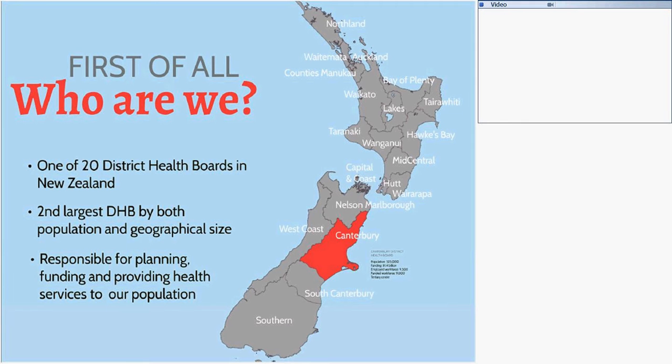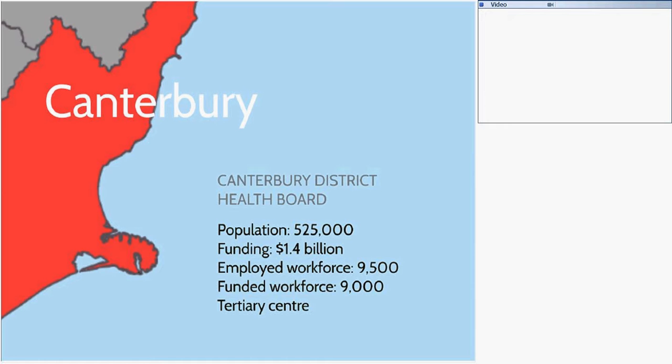20 district health boards in New Zealand, and Canterbury is the second largest, both by geographical size and population. And just to put a wee bit of context in, as a district health board, the primary purpose and function is the planning and funding of all the health and social services for its community. The Canterbury District Health Board covers a population of about 525,000, with around 1.4 billion of funding a year.